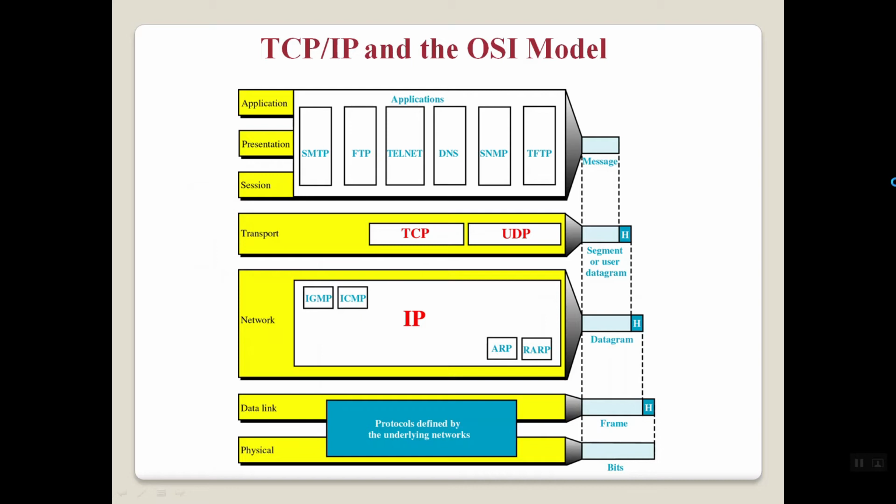Now in the data link section we can see the concept of frames, and in the physical layer we can see the concept of bits. We have already discussed what a frame is, what the data bits are and how we transmit them, so for now we are skipping this part. Let's go to the next slide.